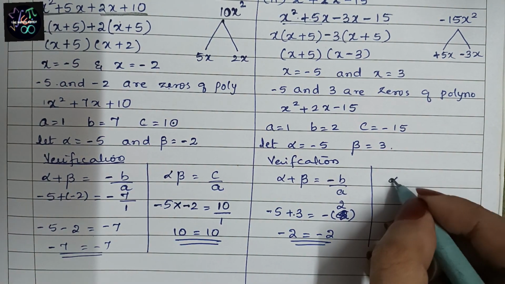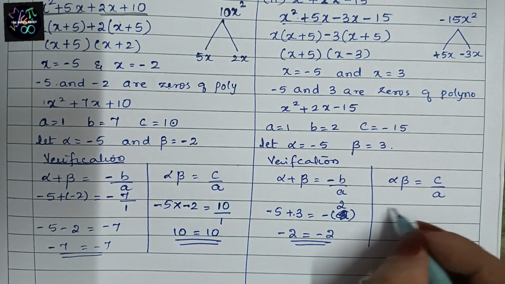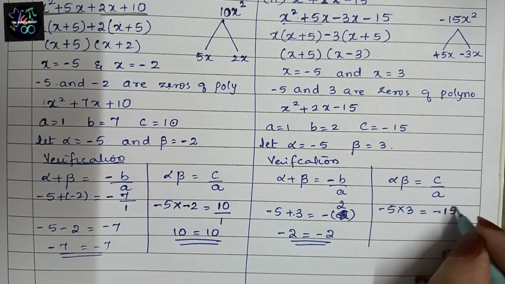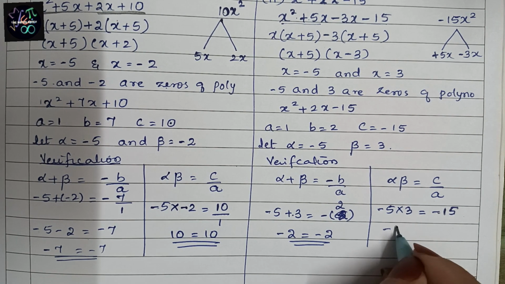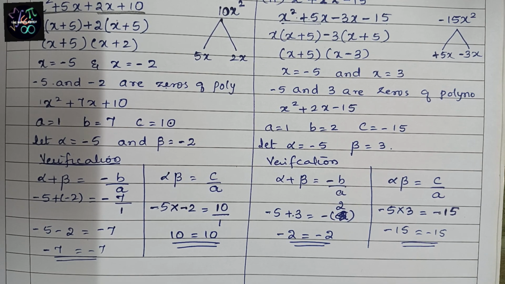Same way, alpha into beta is c by a. Alpha value is minus 5 into beta value is 3. C value is minus 15. So 5 3s are 15. Minus 15 is equal to minus 15. So it is verified. So in this way we have to do.